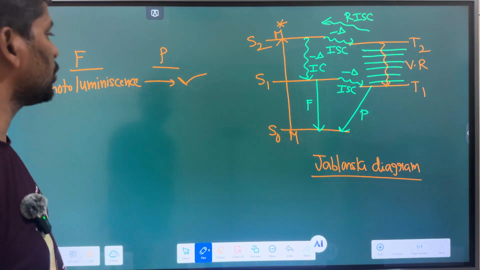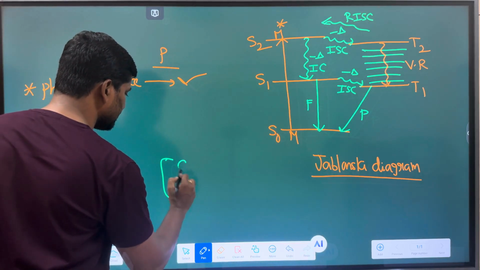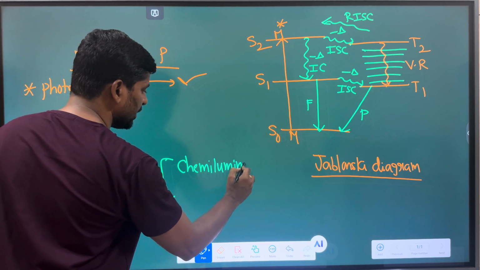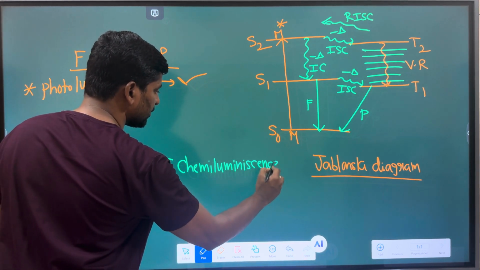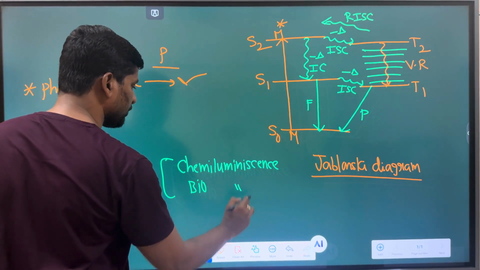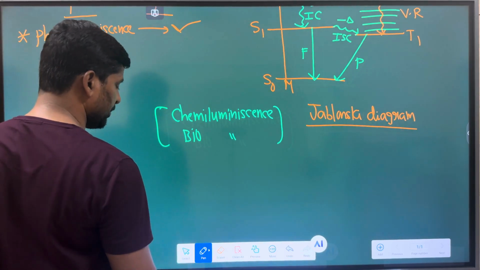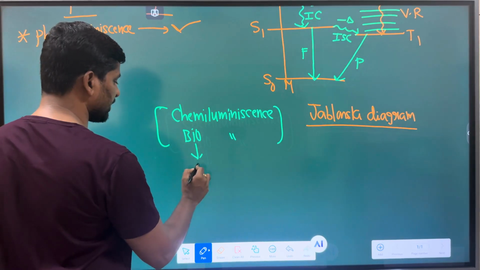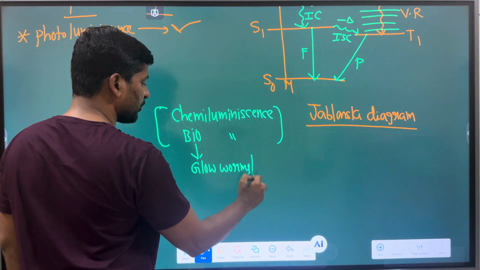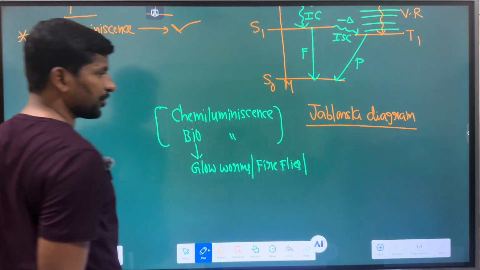So those are called photoluminescence. For example, by chemical reactions, if light energy is evolved, that is called chemiluminescence. And bioluminescence is an example for what? Chemiluminescence. Bioluminescence is an example of chemiluminescence, and this is observed in glowworms, fireflies, certain shark fishes.